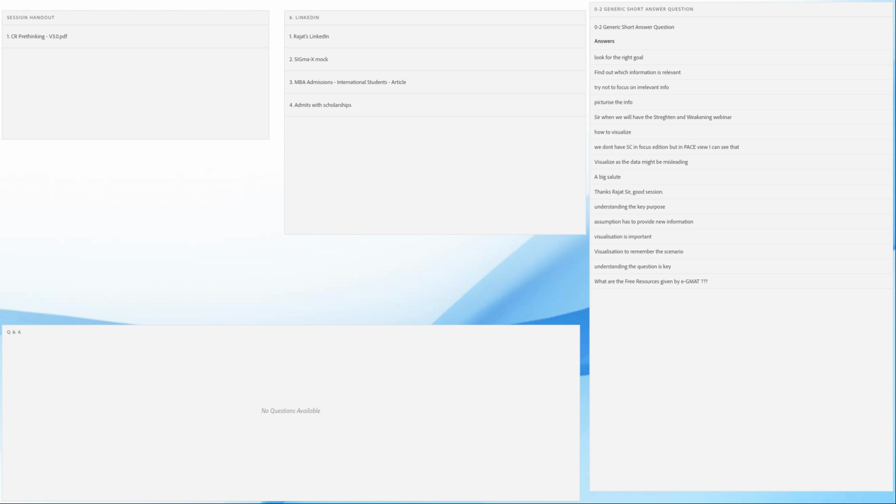We don't have SC in the focus edition, but in pace view, I can see that. Again, there's no SC in the focus edition, and you won't see SC in the data insights part. So I'm not sure I understand that question. Free trial, 2 to 3% of all the information that we have, yes. But then, even that 2 to 3% will take you about 20 odd hours to go through.